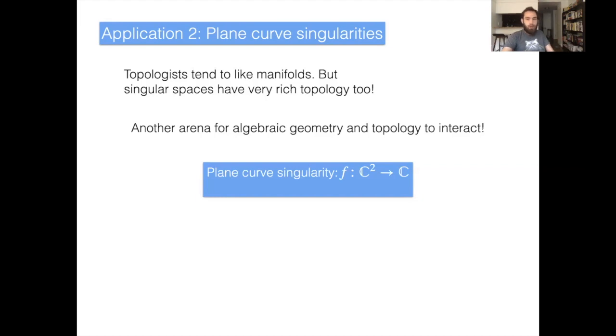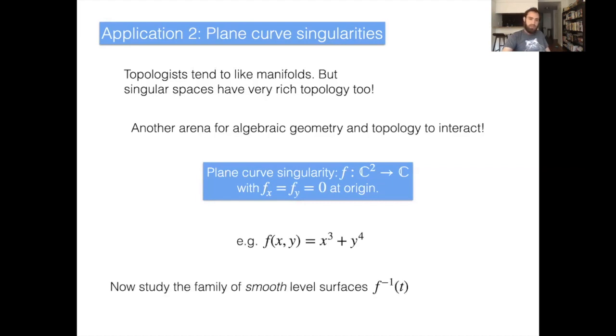So just pick a map from C squared to C, holomorphic, say even polynomial, and typically you renormalize things so that it sends the origin to the origin. But it's singular when both partial derivatives vanish at the origin. So for instance, it might be something like x cubed plus y to the 4th. This satisfies this. To get a family of Riemann surfaces out of this, it's very simple. You simply look at the nearby smooth level surfaces. So for instance, if you look at the solutions to x cubed plus y to the 4th equals t for small t, these are all going to be smooth Riemann surfaces by something like the implicit function theorem.